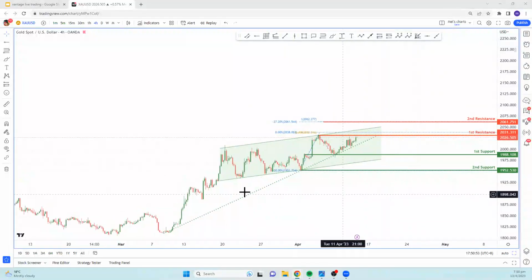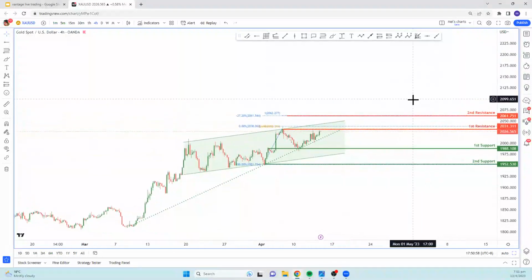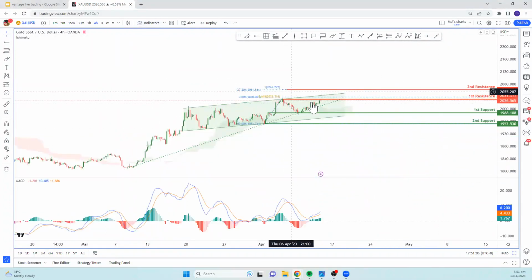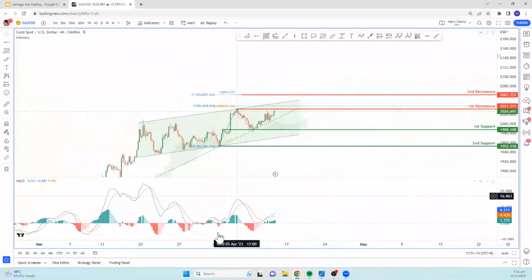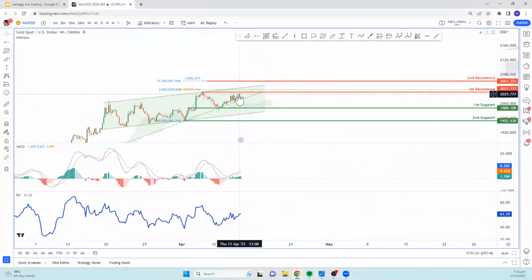So I don't think we have any other Fibonacci levels. Let's just check. Okay, no. So let's go in with our indicators now. Let's try Ichimoku and MACD once again. Price is moving above the Ichimoku cloud on our Ichimoku indicator, giving us a bullish signal. And our MACD is also giving us a bullish signal, which is good. So once price breaks out of our first resistance, we can go in for a buy towards this second resistance over here.